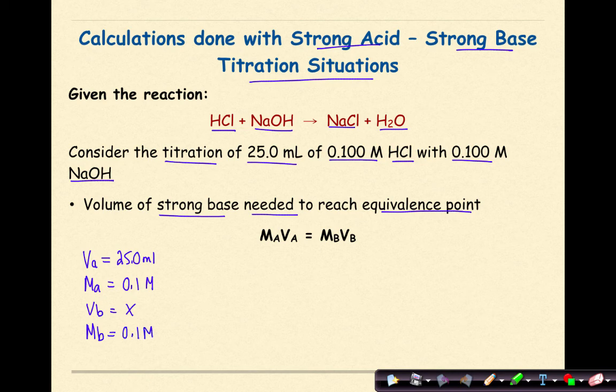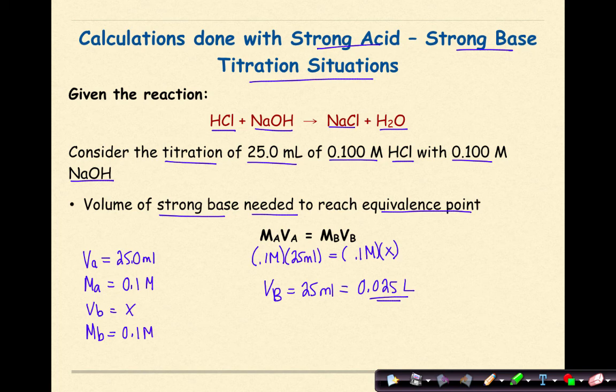So we can take these variables and plug them into our formula. So the molarity of the acid is 0.1 molar, the volume of our acid is 25 milliliters, the molarity of our base is also 0.1 molar, and the volume of our base is what we're looking for. So when we work this out, we find that the volume of our base is going to also be 25 milliliters, and really what we should have this in is liters, so that's going to be 0.025 liters. And this is the volume that we need to reach the equivalence point.